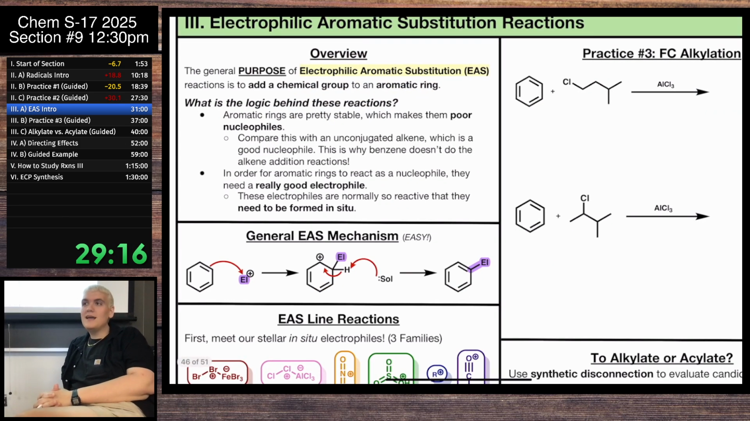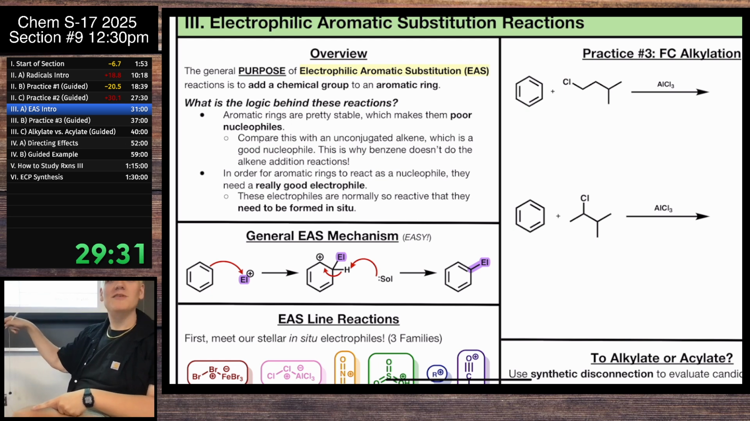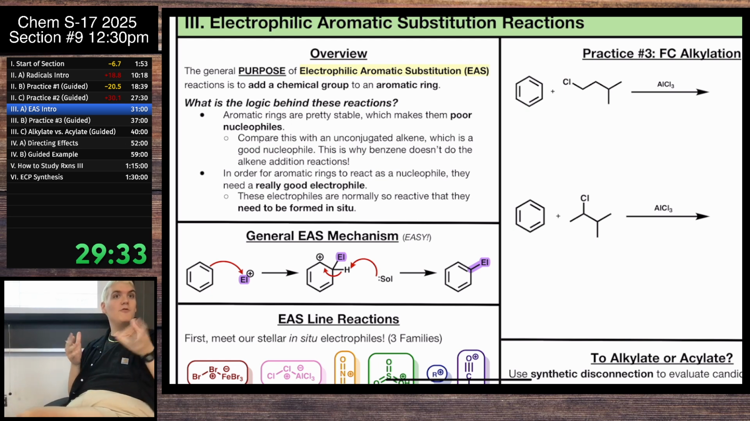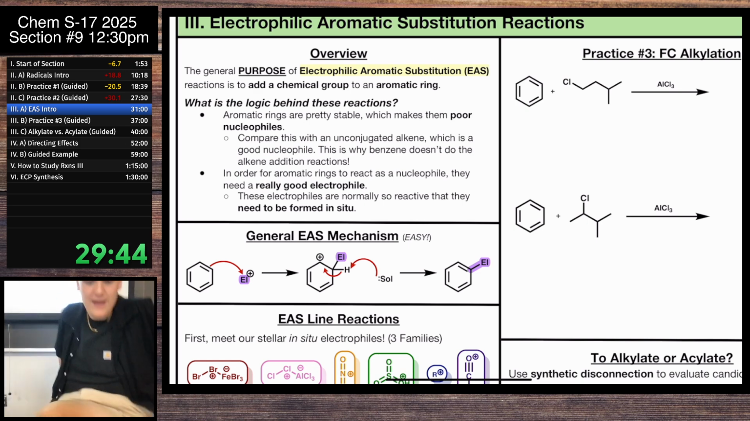Because they are really stable, they're not going to want to act as a nucleophile. Like, they're in their own lane. And so in order to get benzene rings to act as a nucleophile, we need stellar electrophiles. We need electrophiles that are not shelf stable. We need electrophiles that can only be formed in situ, like situationally, like when we pour two things into a beaker and they make a really good electrophile. So that is going to be kind of our strategy for EAS reactions.